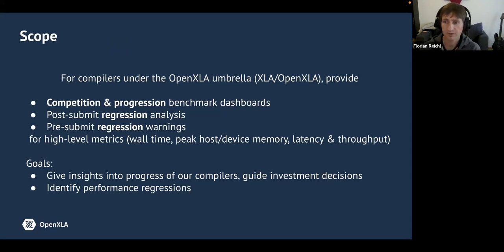So very briefly, when I say we, this is an effort that is currently staffed by engineering teams at Google. What is it that we want to provide? For all the compilers under the OpenXLA umbrella, which is currently XLA and, rather, IREE at this point, we want to provide competition and progression benchmarking dashboards, and we also want to provide benchmarking infrastructure for post-submit and pre-submit regression analysis and warnings. Mostly, we want to focus on high-level metrics such as wall time, peak host memory, peak device memory, latency, and throughput, so basically all the metrics that do not require compiler instrumentation at this point, with two main goals. One, giving insight into the progress of our compilers to be able to guide investment decisions of all partners. And two, with the regression benchmarks, we obviously want to identify and ideally catch performance regressions.